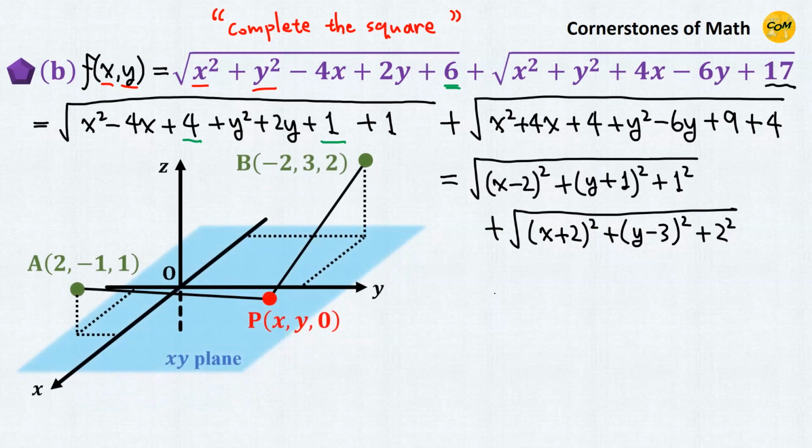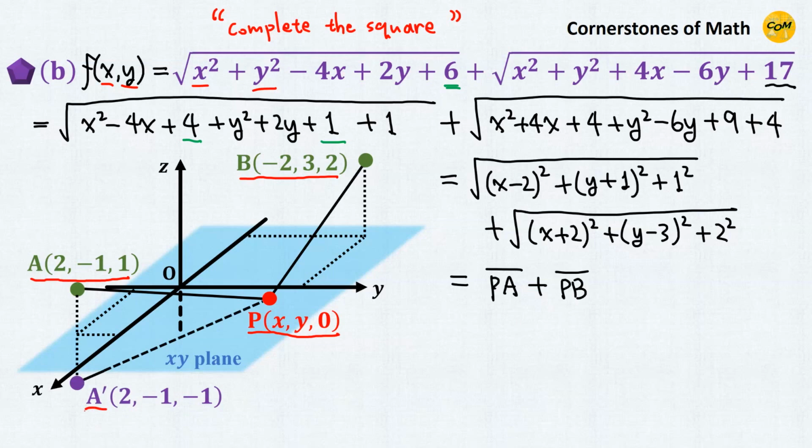So now we introduce coordinate axes again, but this time in 3D coordinate space. Here the points are as follows. Point A is (2, minus 1, 1). Point B is (minus 2, 3, 2). And point P is (x, y, 0), which is the moving point on the xy plane. Then f(x, y) represents the length PA plus length PB. And now you know what to do.